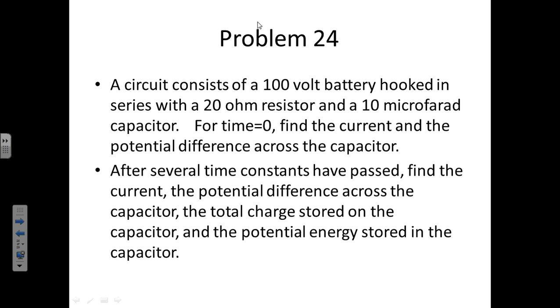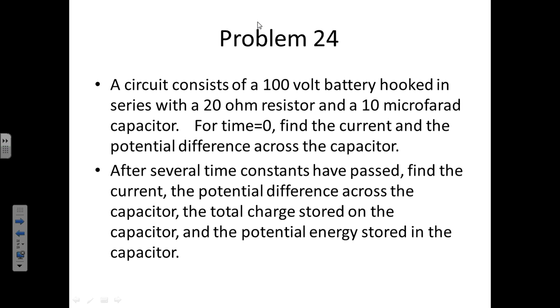This problem we've worked a few times, but we're going to look at it again. The circuit consists of a 100-volt battery hooked in series with a 20-ohm resistor and a 10 microfarad capacitor. For time equals 0, find the current and potential difference across the capacitor.